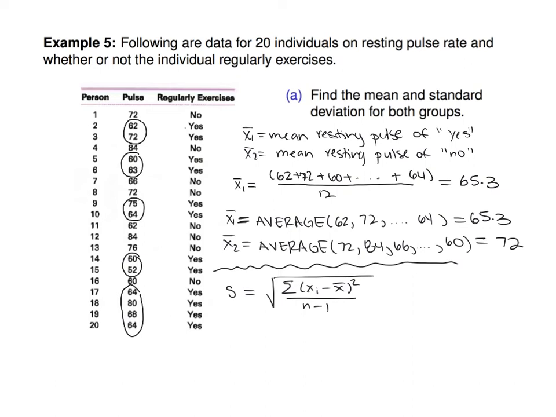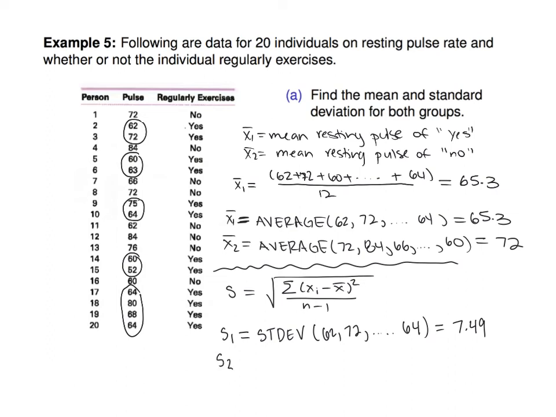So the best way to do it is to use Excel. S1, the sample standard deviation for sample 1, is equal to STDEV for standard deviation. And if you have your numbers already put in a column, or you can put them in a list, 62, 72, etc., put them all in. The last number is 64. Make sure you don't miss anybody. And this should come out to be 7.49. Make sure you can make Excel do that for you.